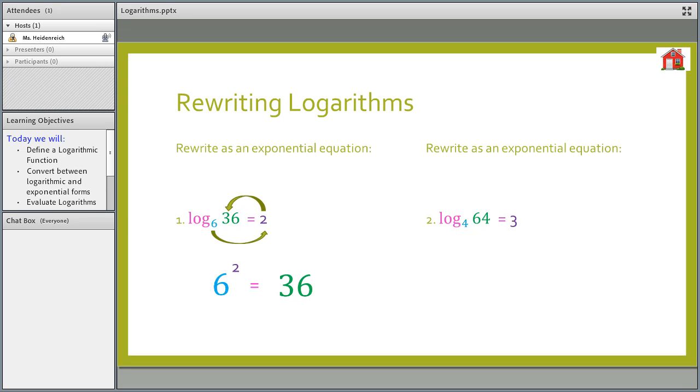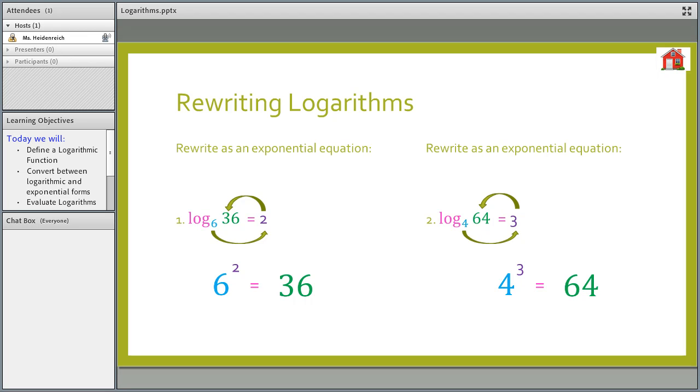Here is another example. 4 is the base, so 4 to the third power equals 64. So here we have rewritten a logarithmic equation as an exponential equation.